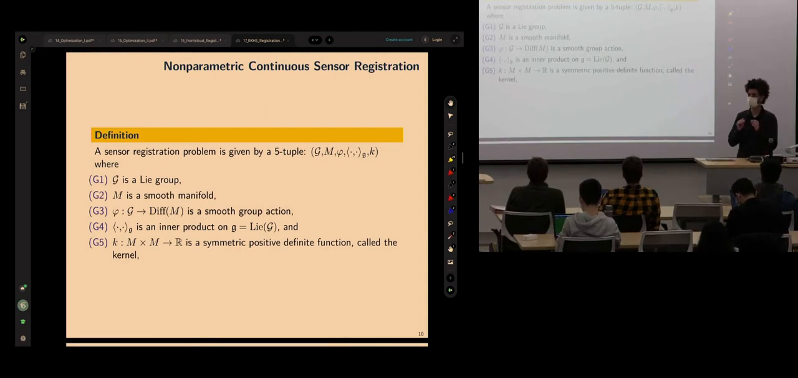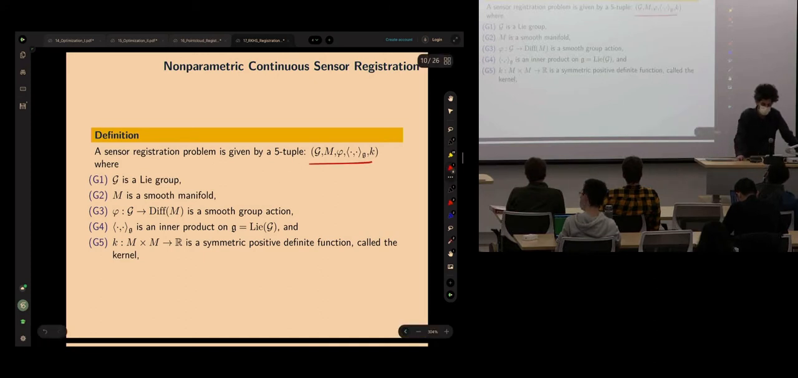In the same sense, when we solve the linear regression problem with Gaussian basis, we could regress any function, but we never specify the order of the polynomial. This is doing something similar to that. So the sensor registration problem is defined as a 5-tuple. First thing we need is a Lie group, similar to the examples we discussed. Then we need a smooth manifold. Then we need the action of the Lie group, a smooth action of the Lie group on the manifold.